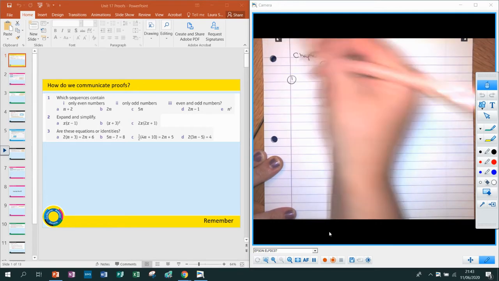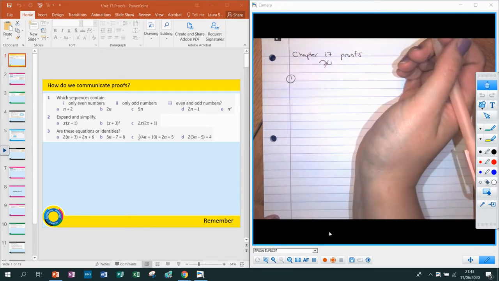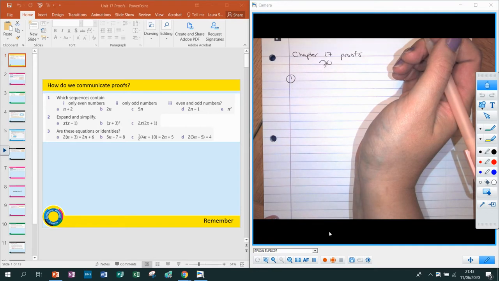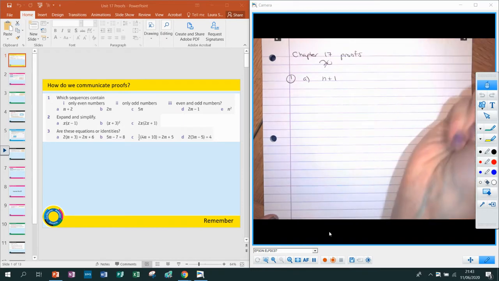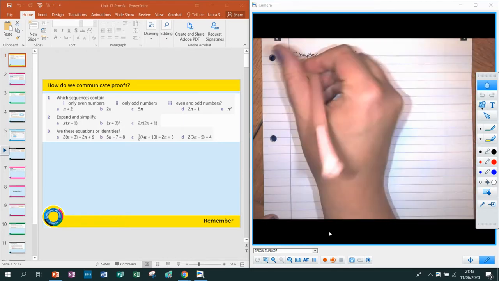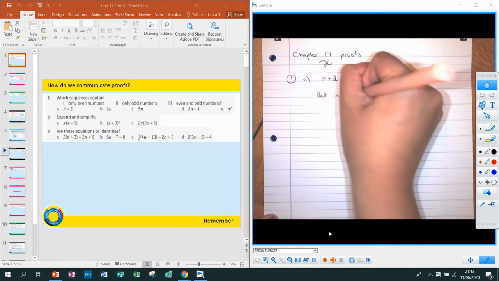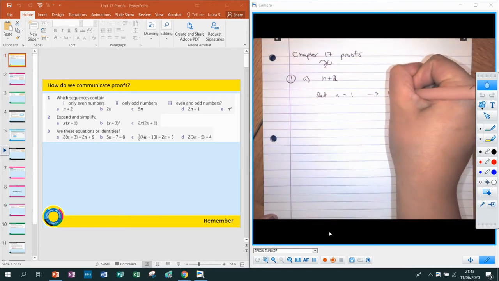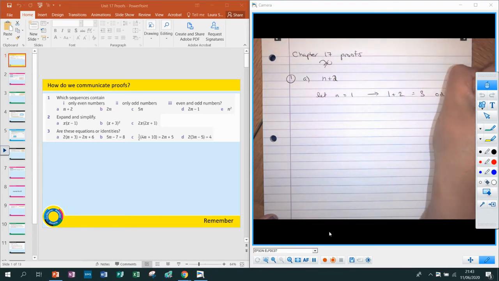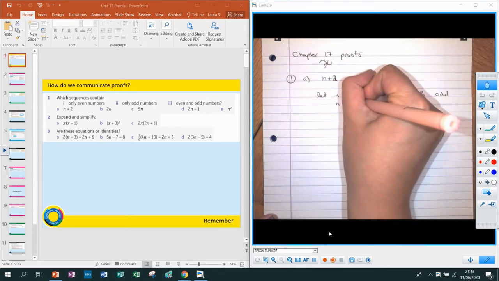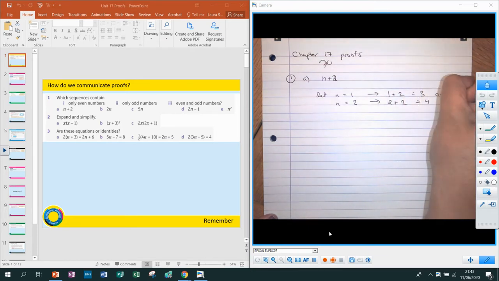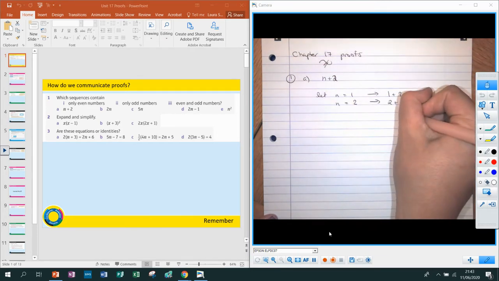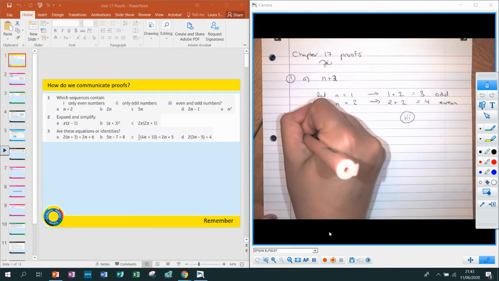All right, so for question 1, they're asking you which sequences contain only even numbers, only odd numbers, or even and odd numbers. Well, if we look at part A, they've told you it's n plus 2. Let's say I let n equal 1. So for the first term, I would get 1 plus 2, which is equal to 3, and we know that that's odd. If I let n equal 2, then I would get 2 plus 2, which is 4, which we know is even. So we can confidently say that part 3 would apply to this first sequence.